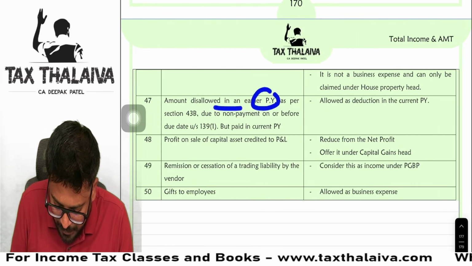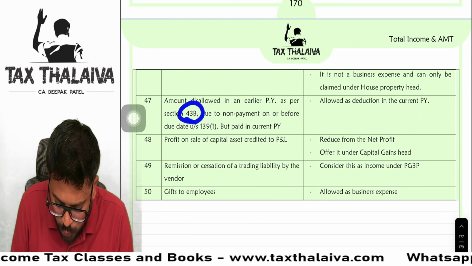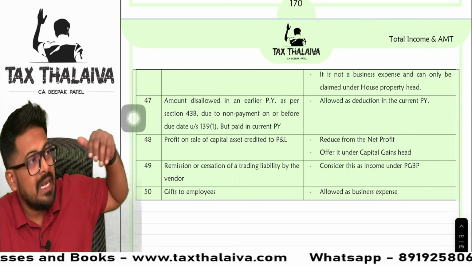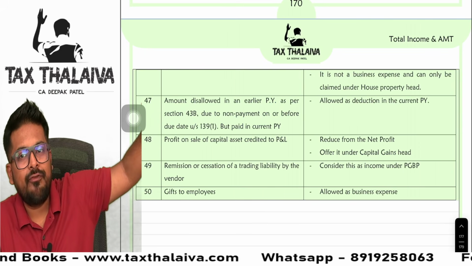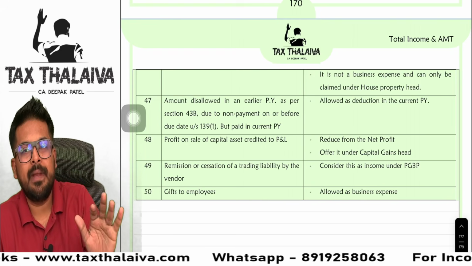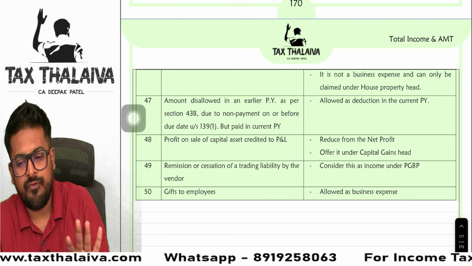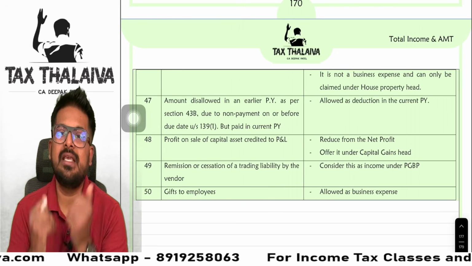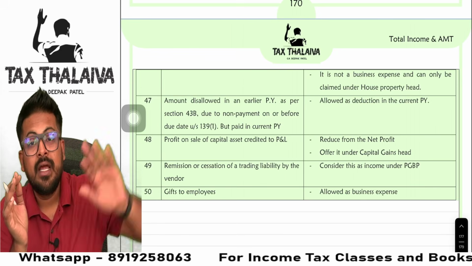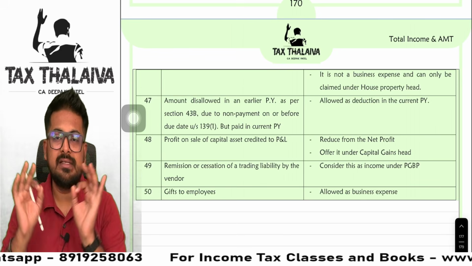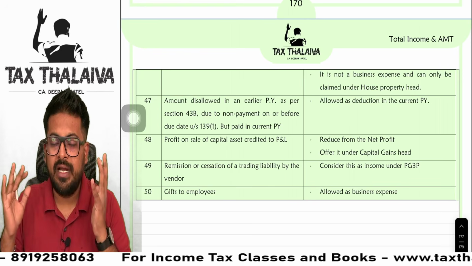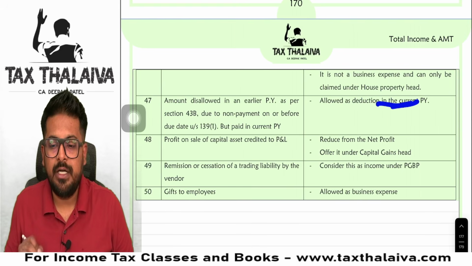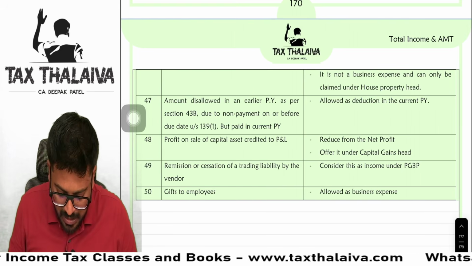Amount disallowed in earlier previous year as per section 43B due to non-payment on or before the due date but paid in the current year. So in the earlier year, before filing the return of income, you did not make a certain payment which is prescribed under 43B. But this year you made the payment. So in this year you can claim it as expenditure because it was disallowed in the last year. So this year we will allow it in the year in which the payment is made. So allow as deduction in the current previous year in which the payment was made.